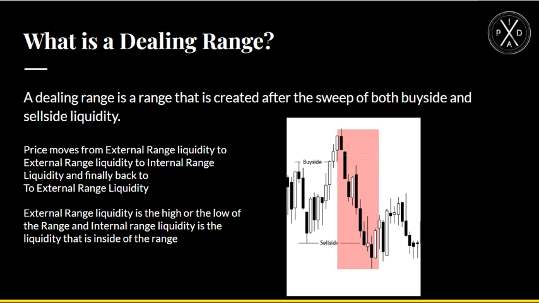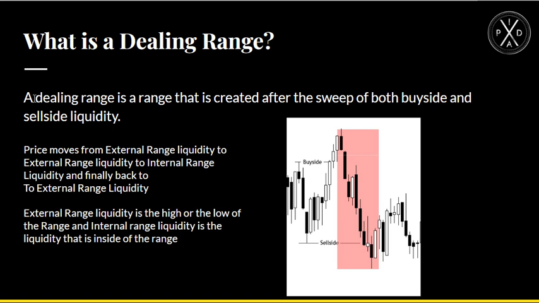Alright, what is a dealing range? So a dealing range is a range that is created after the sweep of both buy-side and sell-side liquidity. And then I have that price moves from external range liquidity to external range liquidity to internal range liquidity and finally back to external range liquidity. External range liquidity is the high or the low of the range, and internal range liquidity is the liquidity that is inside of the range. So I know that that was a mouthful, but let's dissect everything just so that you guys can understand.